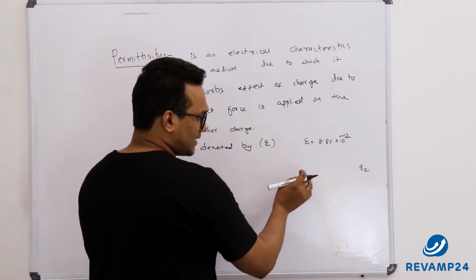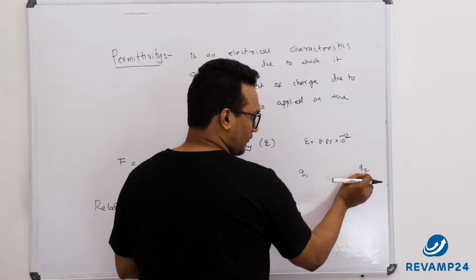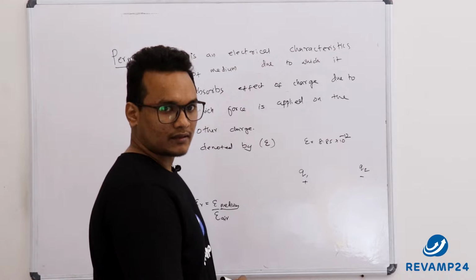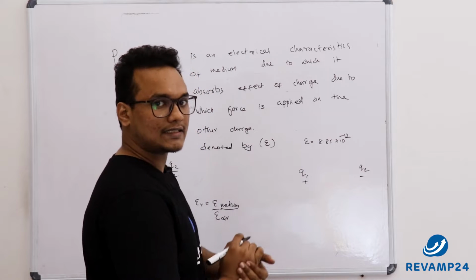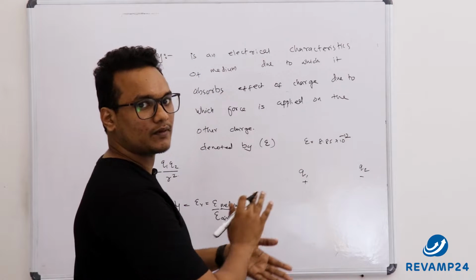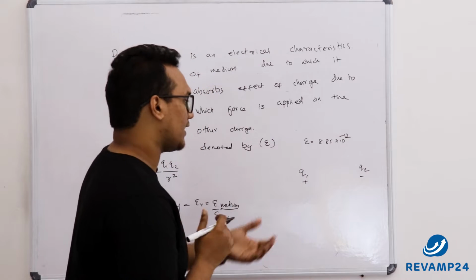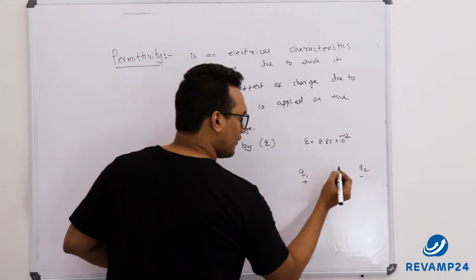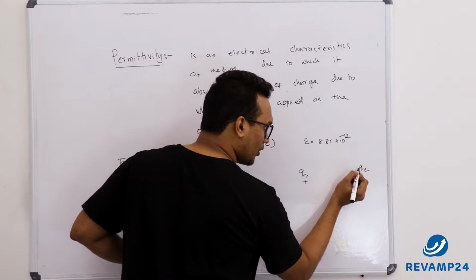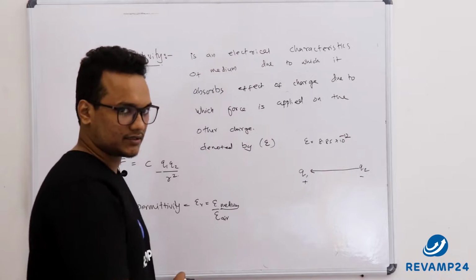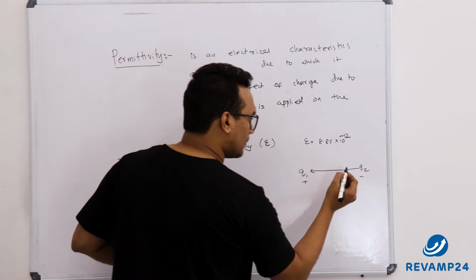So let's say Q1 is exerting a force on Q2. This is a positive charge, this is a negative charge. Now this will be attracted by electric field lines. The concept I will explain in the coming video. Anyway, you can understand that there will be a force exerted on Q2 by Q1. So Q1 will attract Q2 in the inward direction. This will be done with the help of field lines.